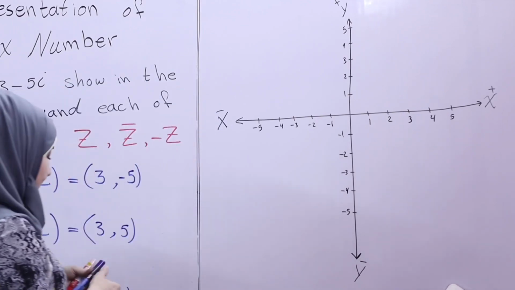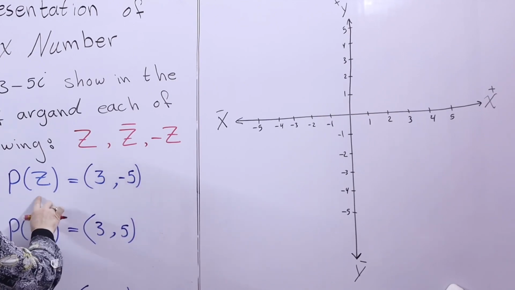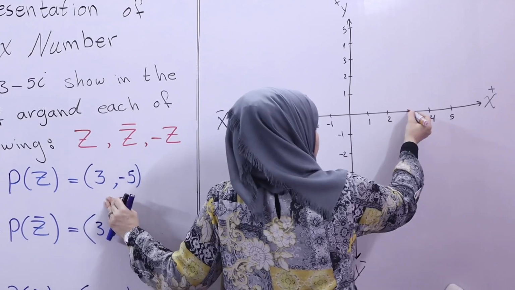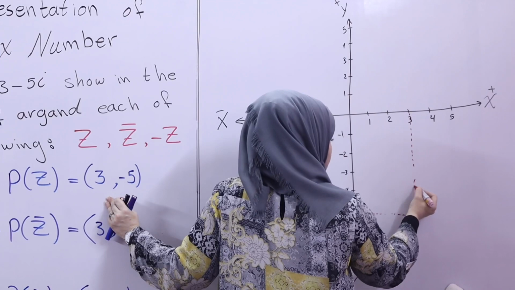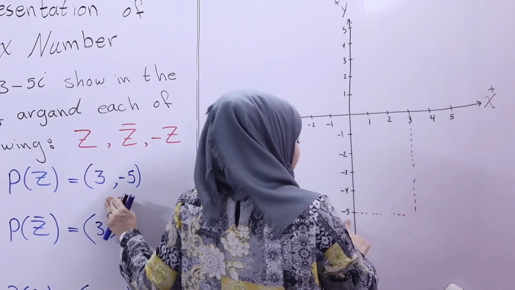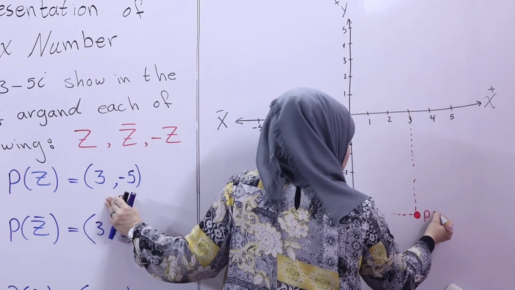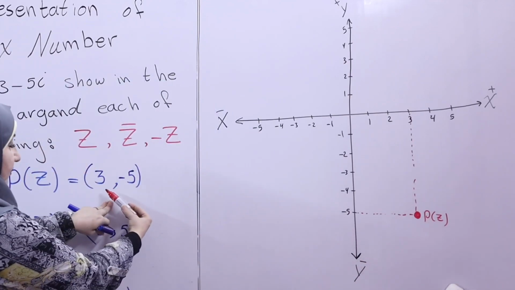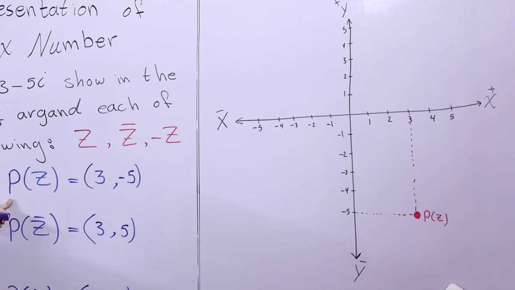So the first point for z is the ordered pair 3, negative 5. 3 is the x coordinate and negative 5 is the y coordinate. So this represents the point of z. This is the first point, which represents the ordered pair 3, negative 5, which represents the vector, which represents the complex number z.